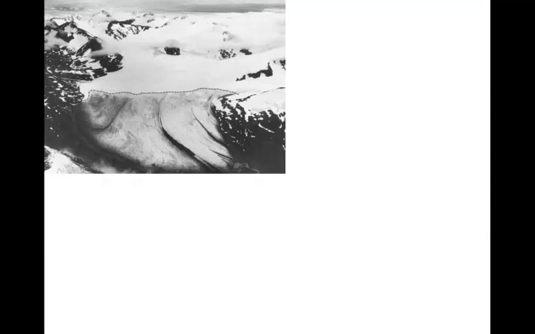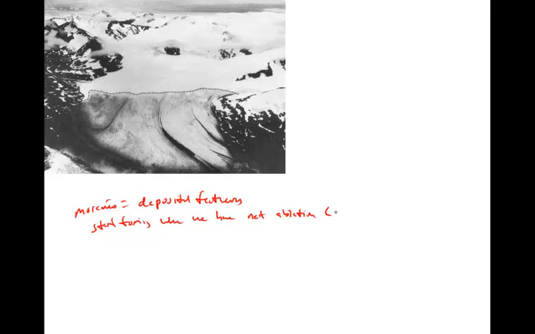This picture is in your lab instruction packet. It shows the relationship between medial moraines, accumulation area, and ablation area on the glacier. Now, moraines are depositional features. They start forming where we have net ablation. In other words, loss of ice mass. We have to have a net loss of ice to deposit sediment and form a moraine.